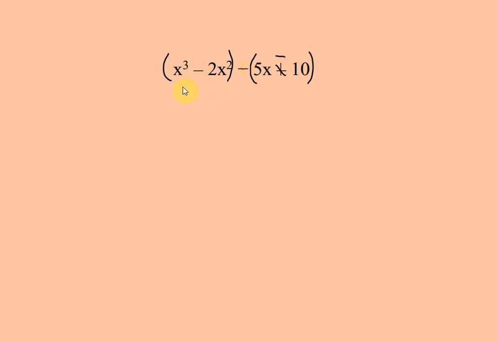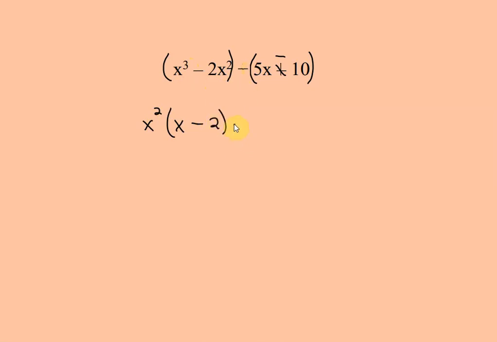Okay, so now I'm going to look at the first group and see what they have in common. And the only thing they have in common is x's, and when we factor out a variable, we always use the lowest exponent. So x squared is going to be my greatest common factor. And x cubed divided by x squared is x, minus 2x squared divided by x squared would be 2.